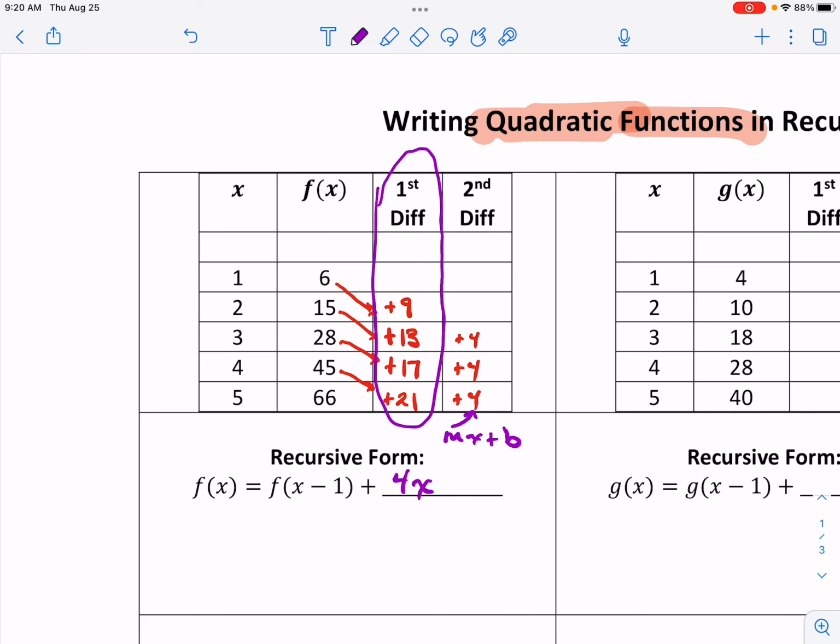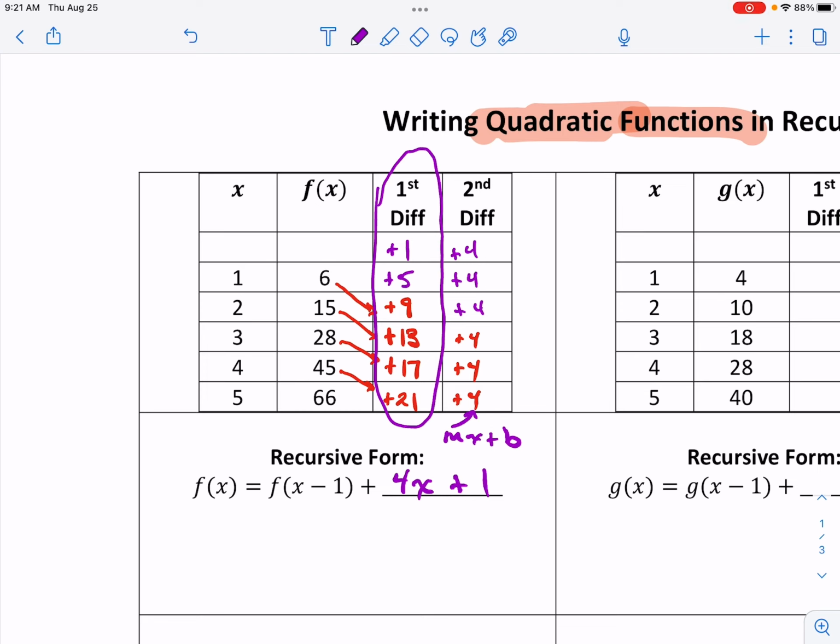To get our b, all we need to do is go back to our first second difference. So continue the pattern going up. Okay, so we'll go back 4. There's the first second difference plus 1. So our recursive formula is f of x equals f of x minus 1 plus 4x plus 1.